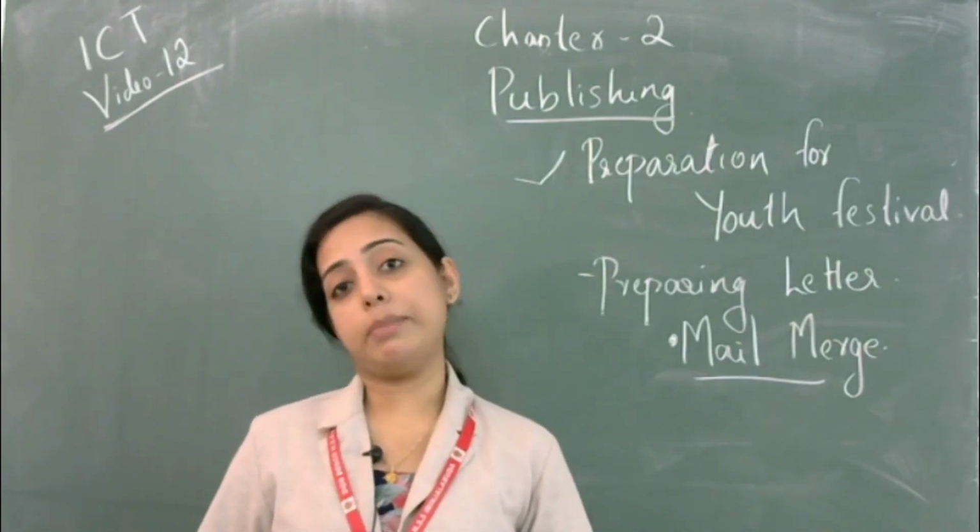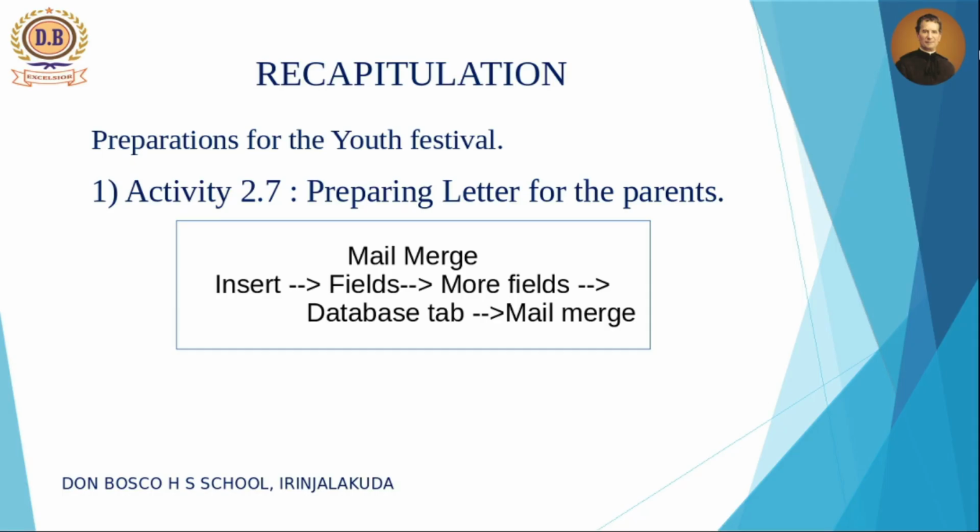So let's summarize today's class. Let's recapitulate what we have studied today. Preparation of Youth Festival was our main topic. So in that topic, 3 activities are there. The first activity is preparing a letter for parents. The second activity is the participant card. And the third activity is the certificate. So in today's session, we have learned about the first activity, activity 2.7 in your textbook, preparing a letter for parents.